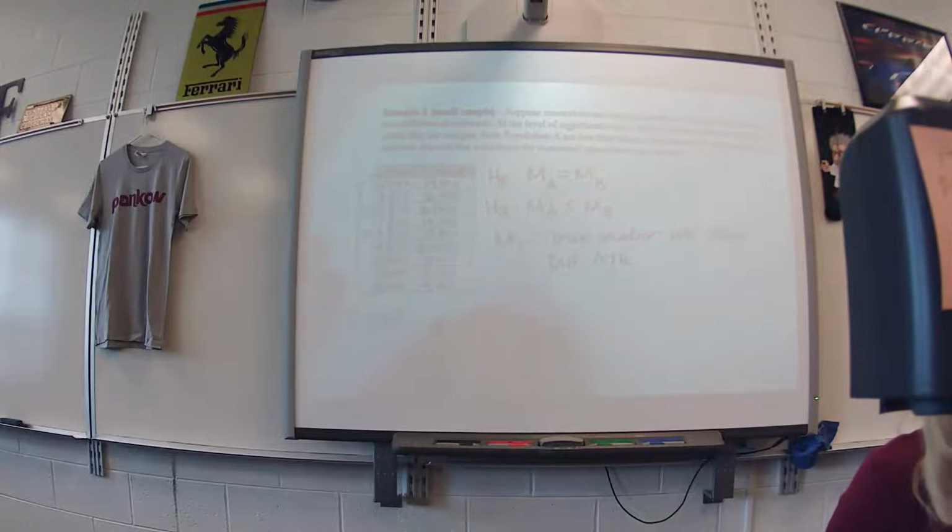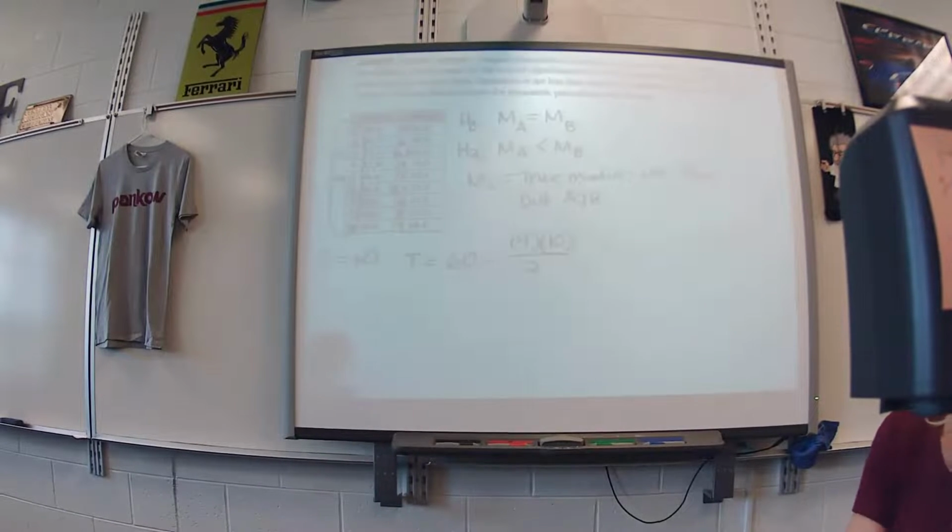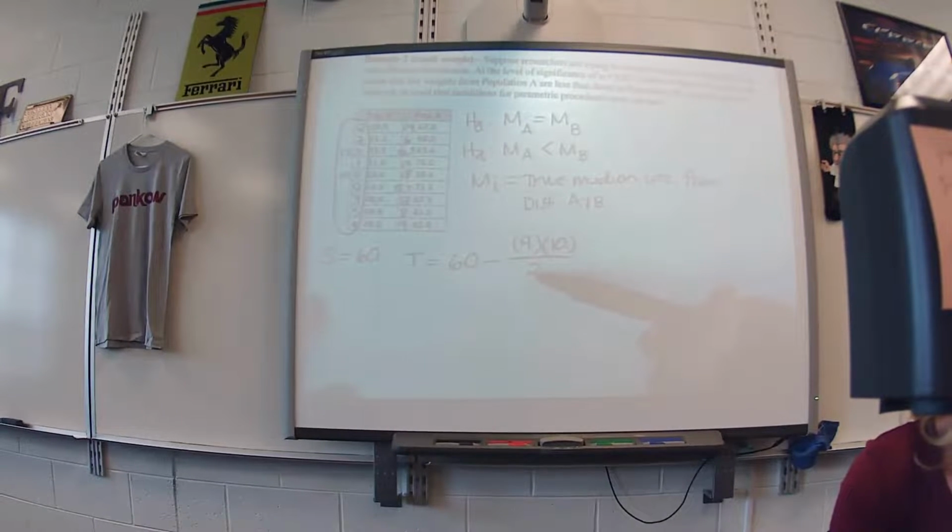So my test statistic is that S value minus the N size of that group, which was 9, times the N size increased by 1. Always divide that by 2. So that's 90 divided by 2, which is 45. 60 minus 45 gives me 15. Now this is a left tail test. So I want to test, is my test statistic going to be smaller than my critical value?